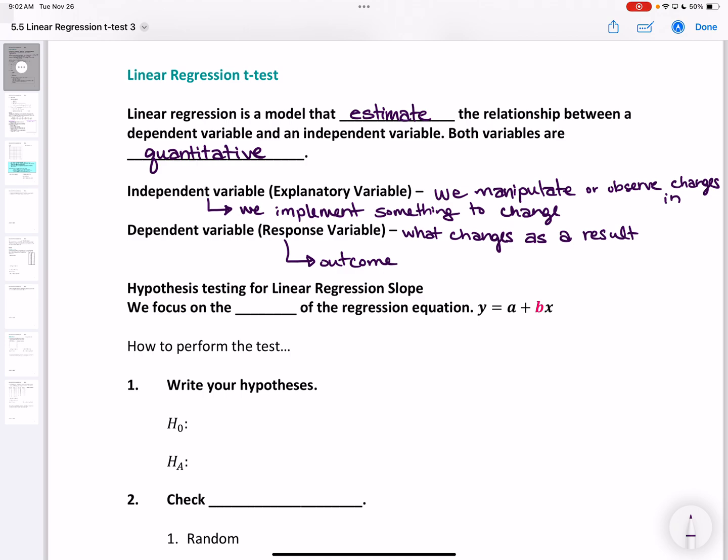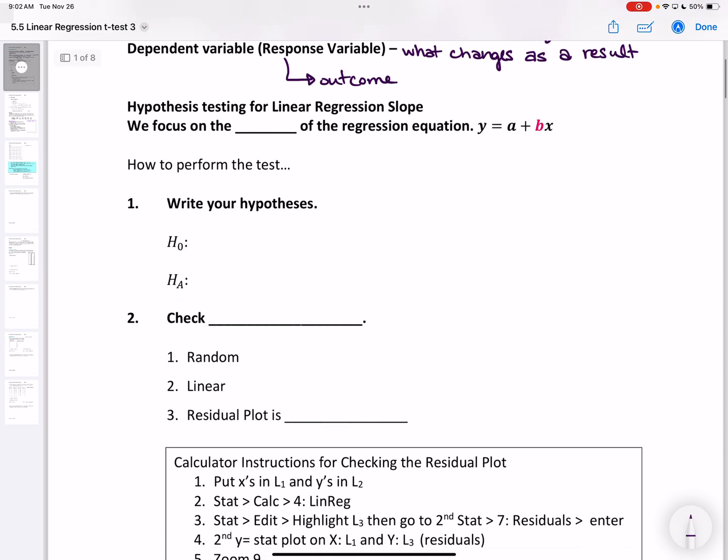Okay? So we're going to run hypothesis tests for linear regression for slope. So we focus on the slope of the regression equation, which is y equals a plus bx. So I highlighted b because that's what we're looking for. That is your slope. What is the other variable? A, because that's going to become a number. A will become a number and b will become a number.